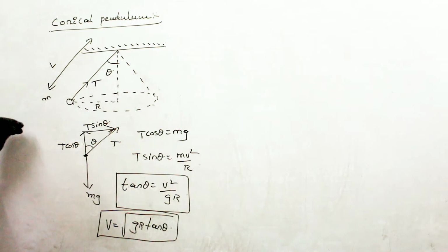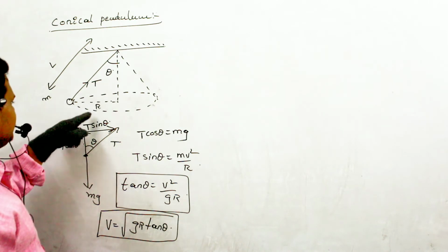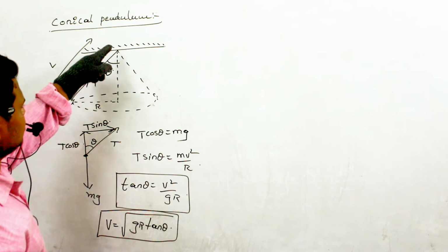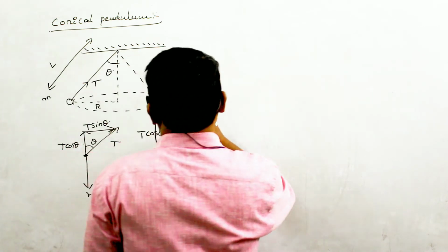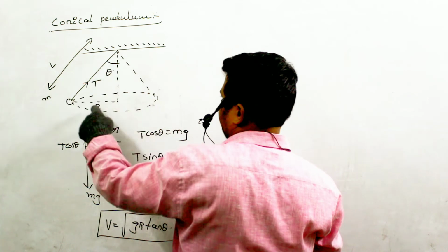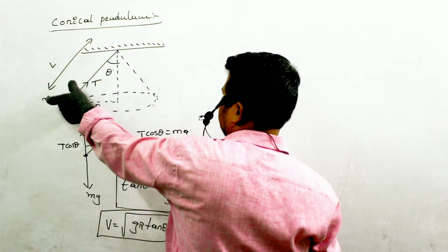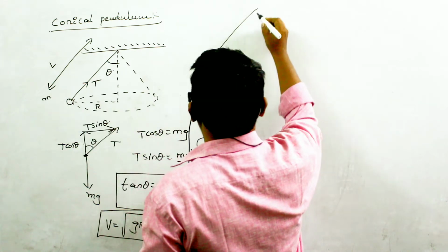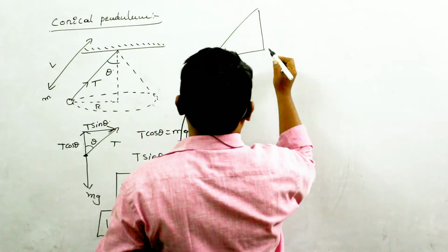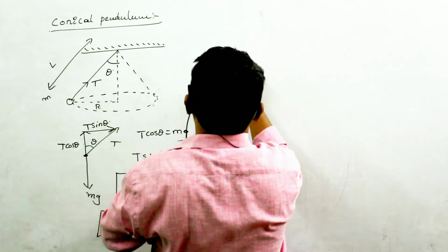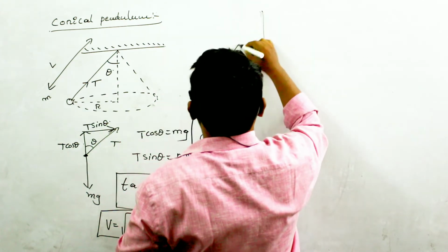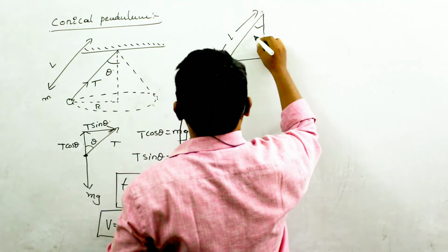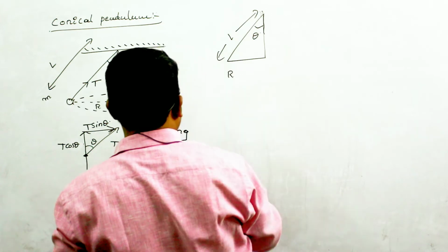Now, if I want to represent the same relation in terms of the length of this pendulum instead of R, the radius of the circular path, then here we can see a right angle triangle is formed. This is the hypotenuse, this is the adjacent side, and this becomes the opposite side. So if I draw this diagram again, then this is how I can draw it. This is the length of the pendulum L, this is angle theta, and this is the radius of the circular path.